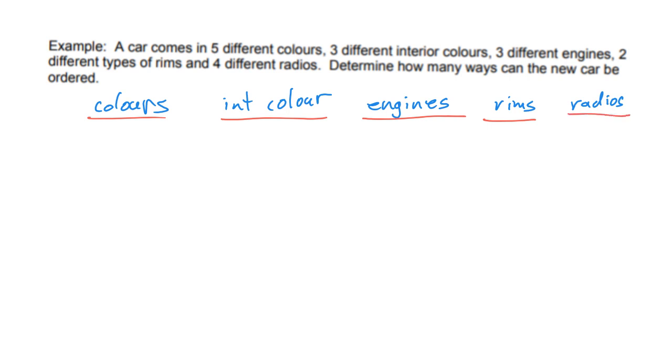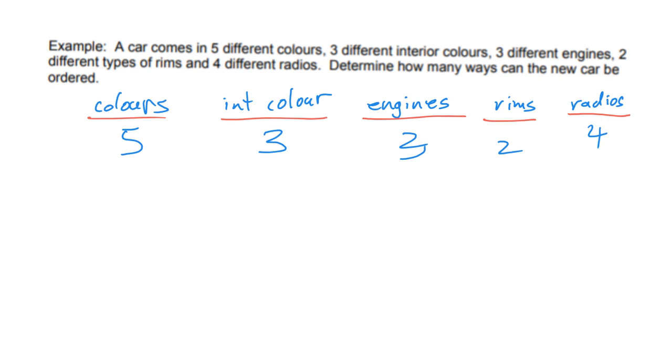So let's go and fill out all these independent things that we're using. We've got our colors, which is 5. Our interior colors is 3. Our engines is 2. Oh, 3 engines as well. Our rims is 2 and 4 radios.